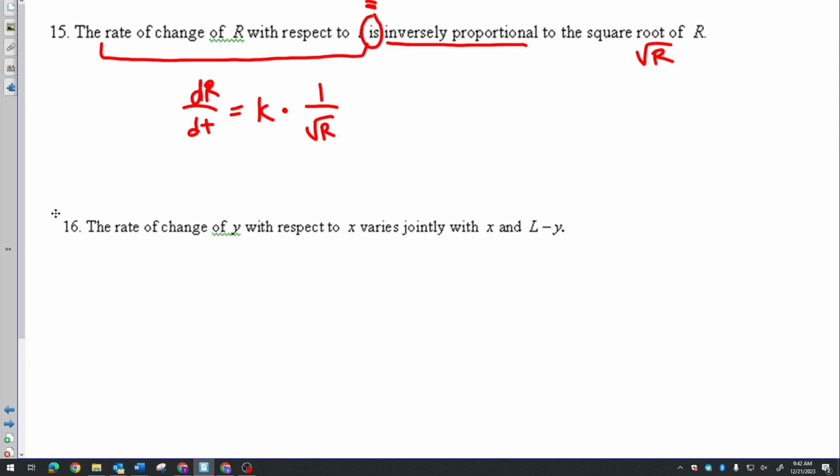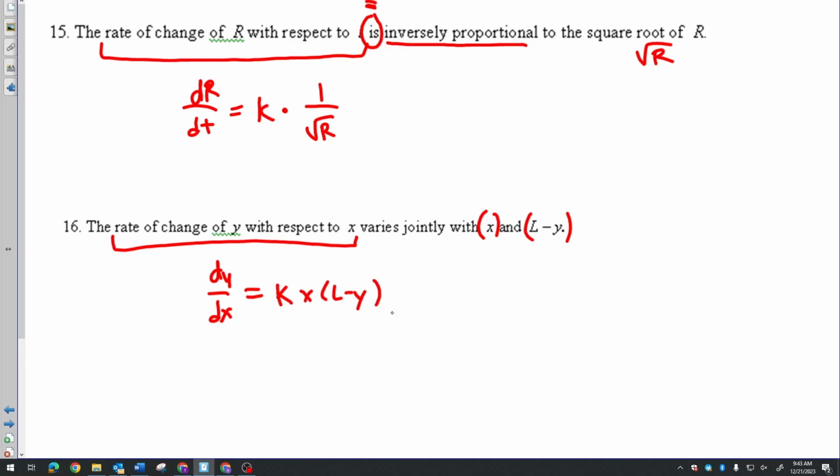Okay, you guys tried this one. The rate of change of y with respect to x varies jointly with x and L minus y. So with these two expressions together, the rate of change of y with respect to x is dy/dx, okay, varies jointly, so that's actually a proportion with both x and L minus y, and that's how you would express this differential equation.